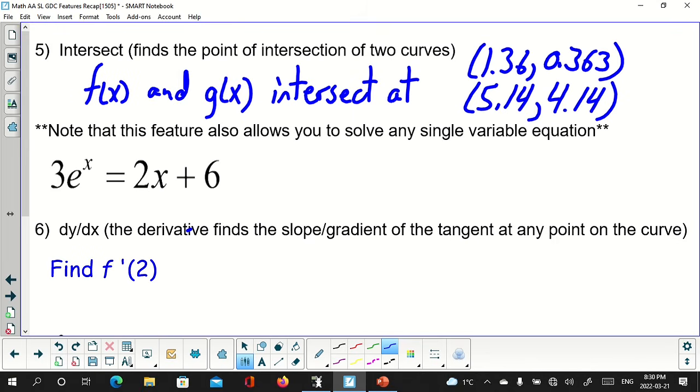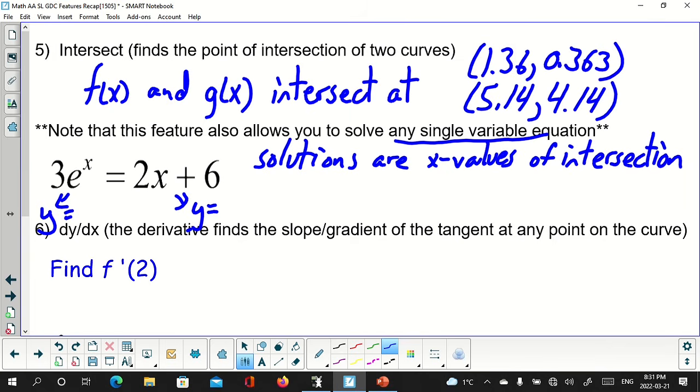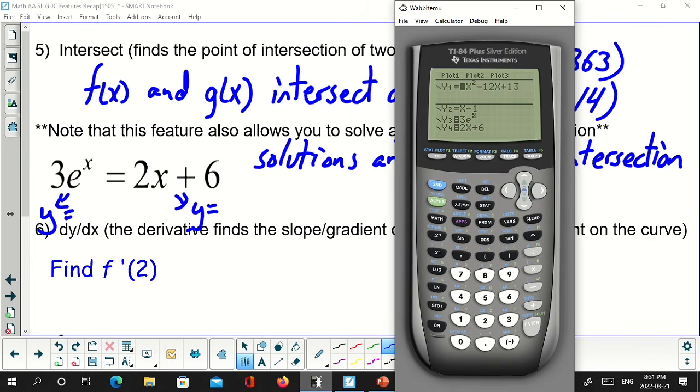The reason that the intersect function is so important is that it allows us to solve pretty much any single variable equation. To do that, all we need to do is graph the left side and graph the right side and see at what x values they intersect. So I'll just put in those functions for y3 and y4. I turned off the other ones. I'm going to graph. And I've got an exponential function and a line.